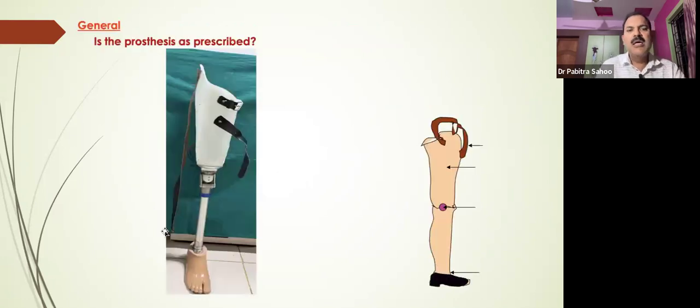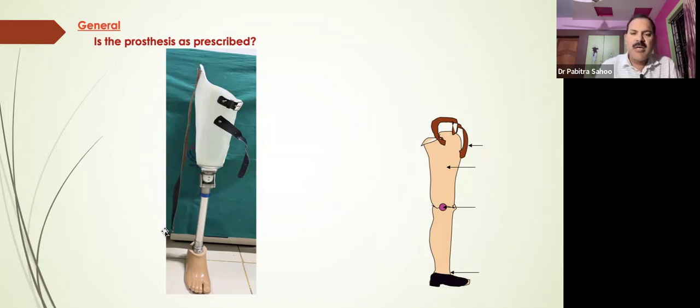We should look at the components: whether you have prescribed a prosthesis, and whether the prosthesis is prepared as per your prescription or not. Components like whatever foot and ankle assembly you have suggested, what type of knee joint you have suggested, what type of socket and suspension you have prescribed. Whether all the things are followed or not, whether the prosthesis is designed as per your prescription standard. That is the first thing you should look for.